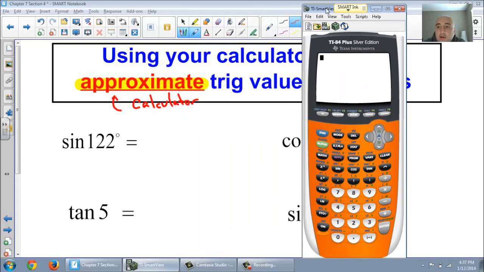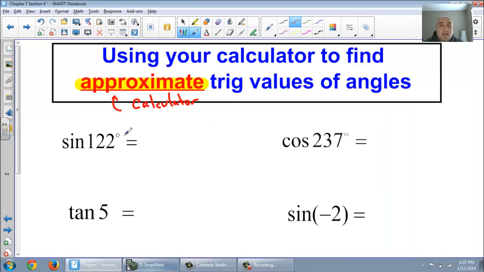I'm going to go to my calculator. If you hit the button right next to the blue one, it says mode, and you'll notice there's radians and there's degrees. You want to make sure you're on degrees because my problem is in degrees. Sine of 122 degrees, my answer is 0.848. Always go out to at least two decimal places, so 0.85 would be my answer for this one.